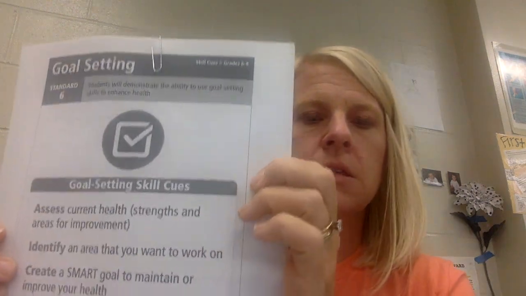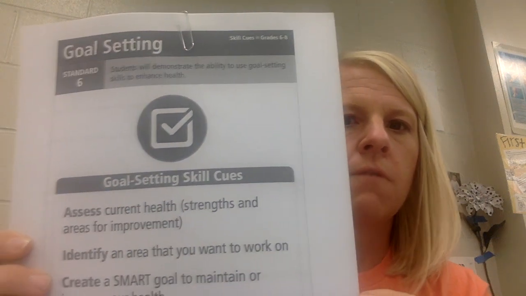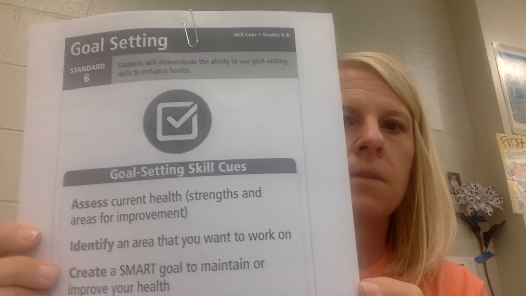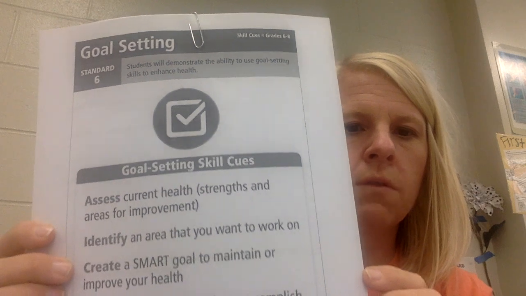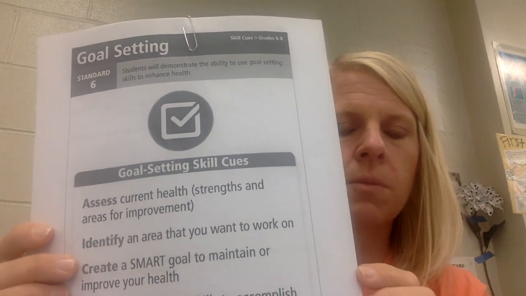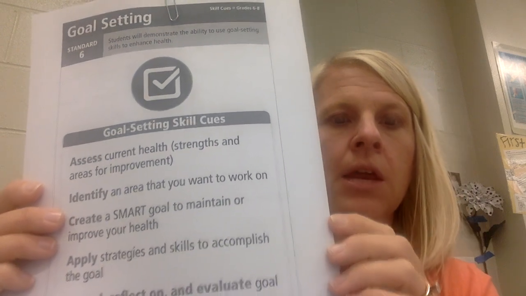On Google Classroom, attached below this video is something called goal setting skill cues. Go ahead and open that. On that, you're going to go down until you see the page that looks like this. We are going to find the goal setting standard 6 for grades 6 through 8. The first pages will be more of the elementary ones. You want to find the one that looks like this. So you're going to flip through all of those pages until you find this. And that's what we're going to talk about.